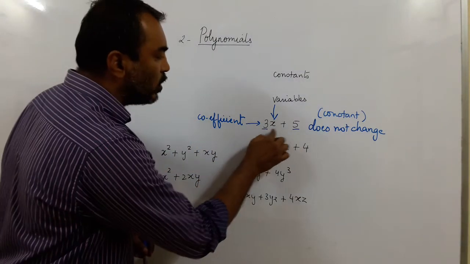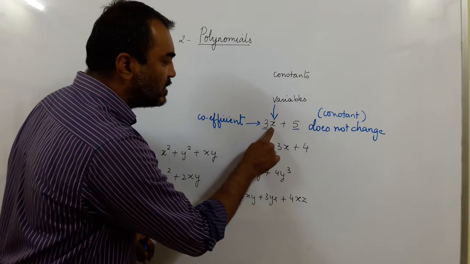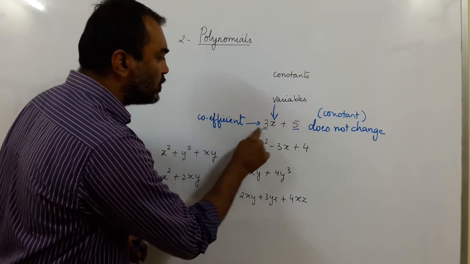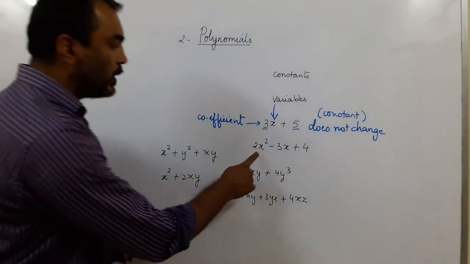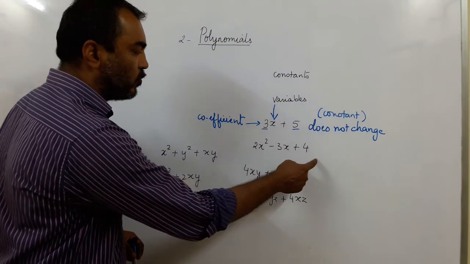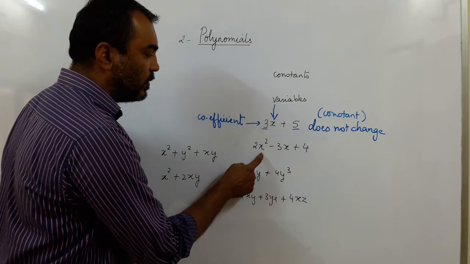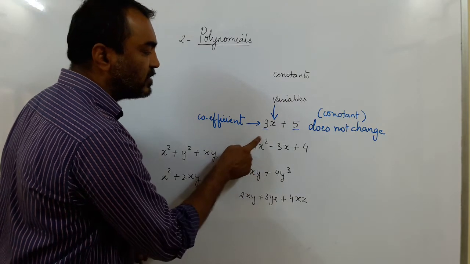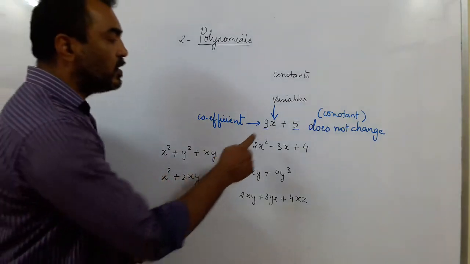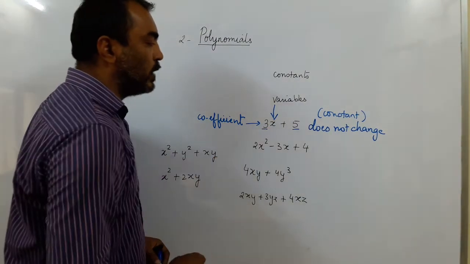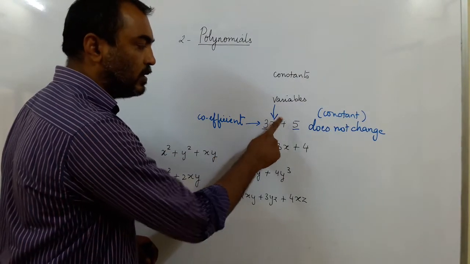So here you can see, in 3x plus 5, x is a variable, 3 is the coefficient of x, 5 is a constant. Next, 2x square minus 3x plus 4. x is the variable, but here the degree of x is 2. What is degree? The highest power. Here the degree was 1, x raised to 1.